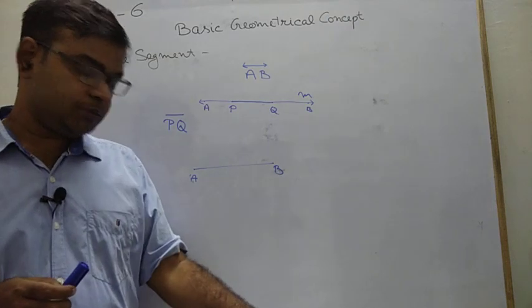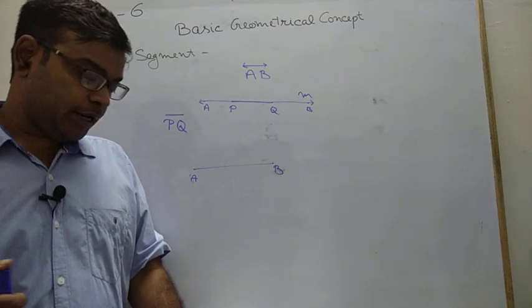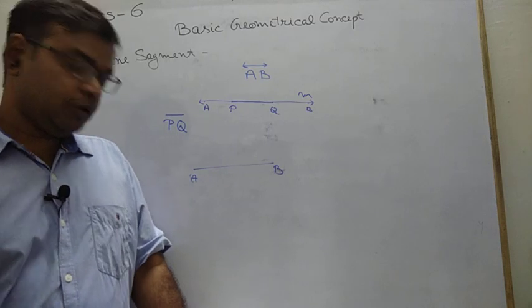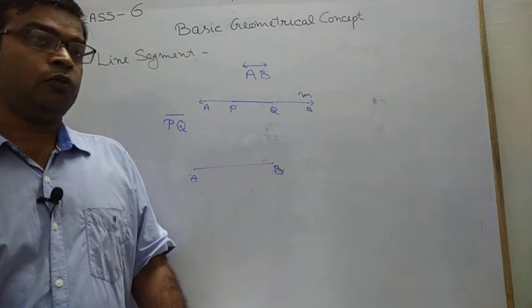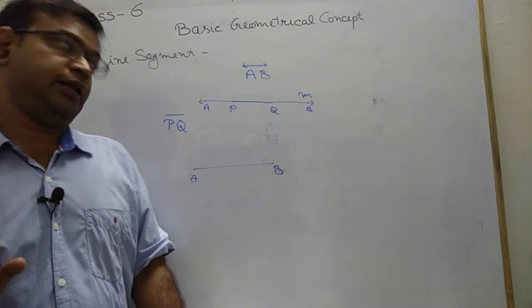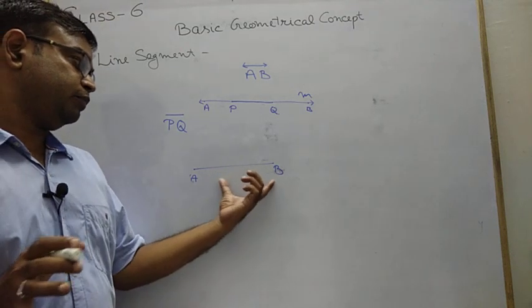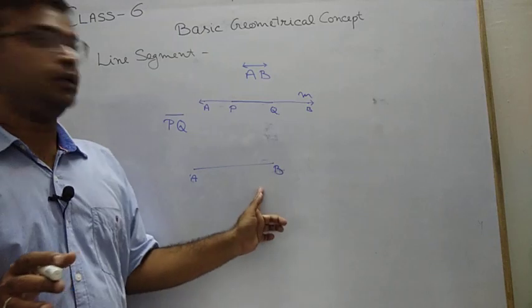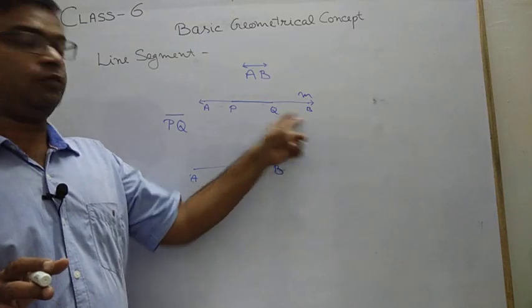There are some terms given in your book, and these are important. Generally, two or more line segments can be equal to each other if they have the same length, because the points are fixed, so we can measure easily. In the case of a line, points are not fixed, so we can't measure properly.